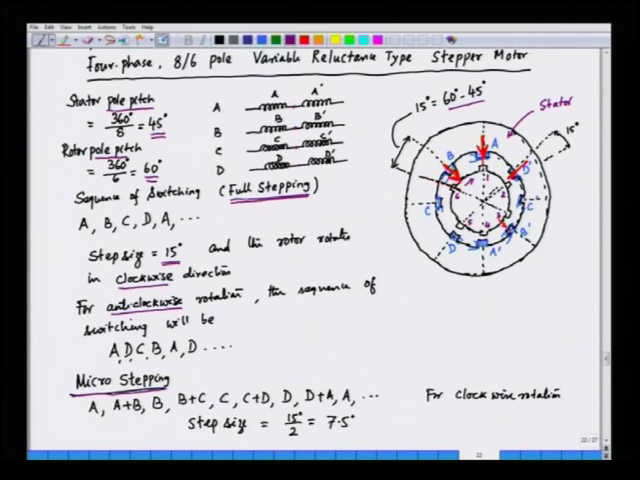In microstepping, what we do is start with phase A, let us say, and then we do not jump to phase B, unlike full stepping. What we do here is A, and then A plus B, and then B. So when we are exciting A plus B, A and B are excited at the same time. So if A is energized and B is energized, we have two MMFs. One is along phase A, that is this MMF, and the other one is along phase B, that is this MMF.